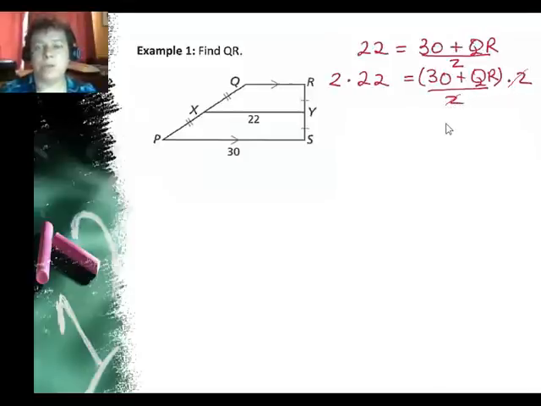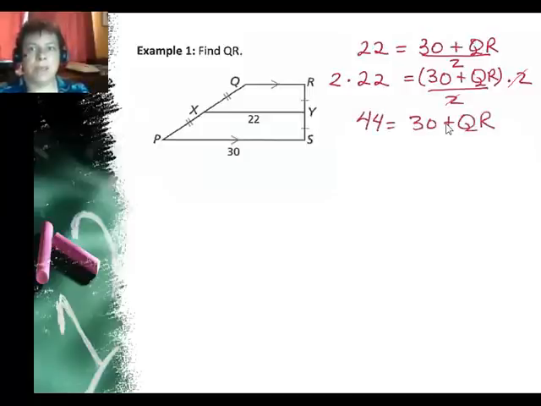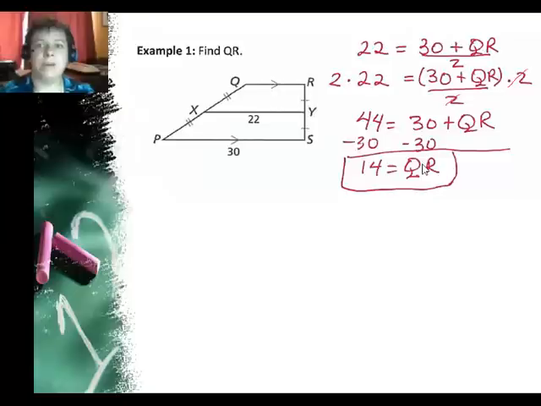It becomes 1. 2 divided by 2 is 1. So I have 2 times 22 equals 30 plus the length QR. 44 equals 30 plus QR. I don't want the 30 here. I want to isolate my unknown, which is QR. So I subtract 30 from both sides, and I get the answer that QR is 14.